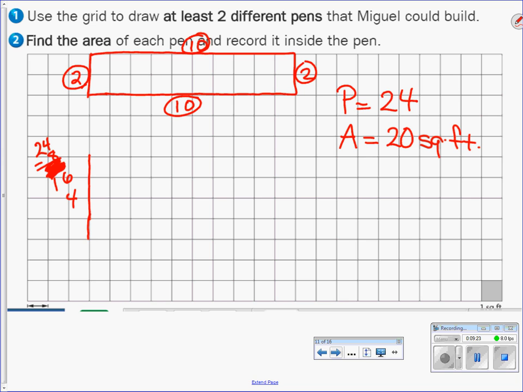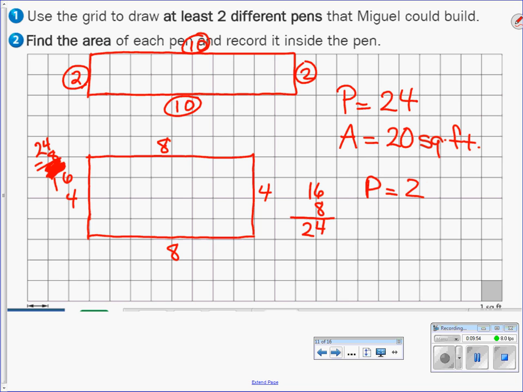So I've got 8 on each side. 1, 2, 3, 4, 5, 6, 7, 8. Going up 4. Back around. So this has to be 4, 8, and 8. So let's see. 8 plus 8 is 16. Plus 8 more. Well, that's what I was struggling with before. So hopefully that equals 24. So our perimeter is correct.